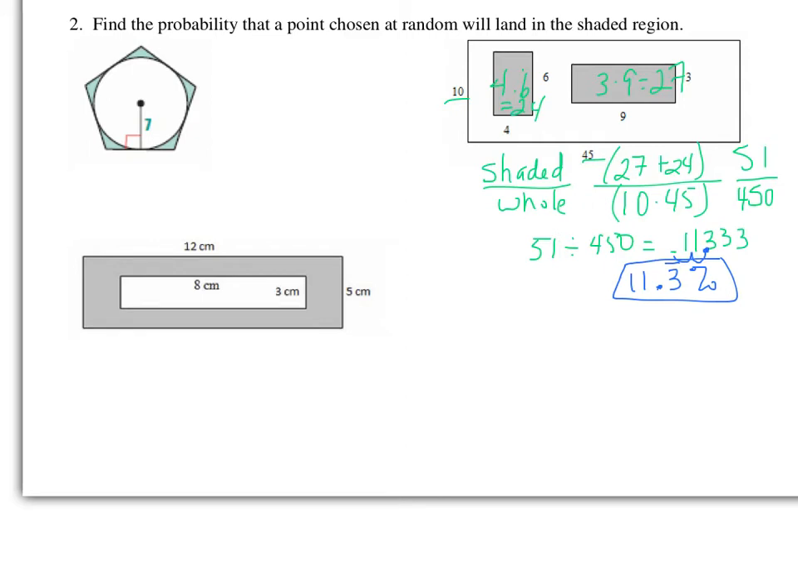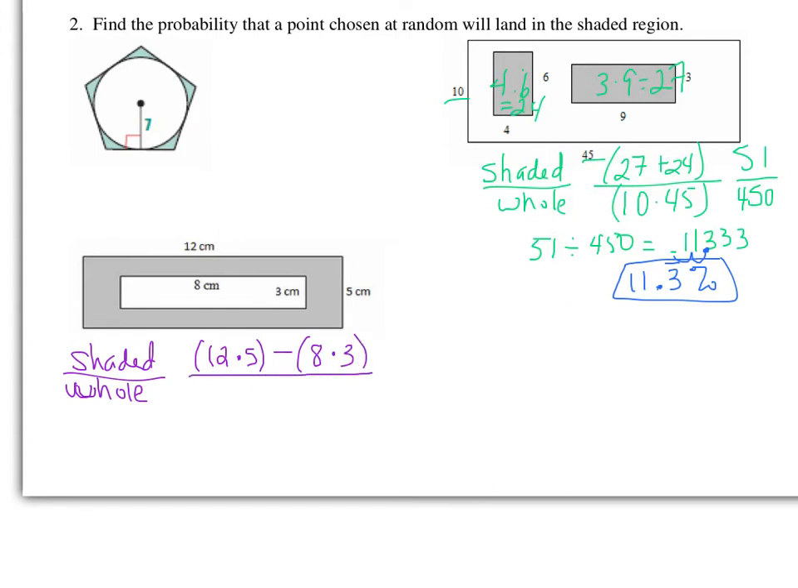All right, so for the next figure down here, again, we're doing the shaded over the whole area. The shaded area in this one, we need to find some different pieces first. Remember, we're going to have to find the total area and subtract out the white area. So for our shaded, we need to find the total area. Our 12 times 5 will be our total area. And I need to subtract out the white section. So 8 times 3.